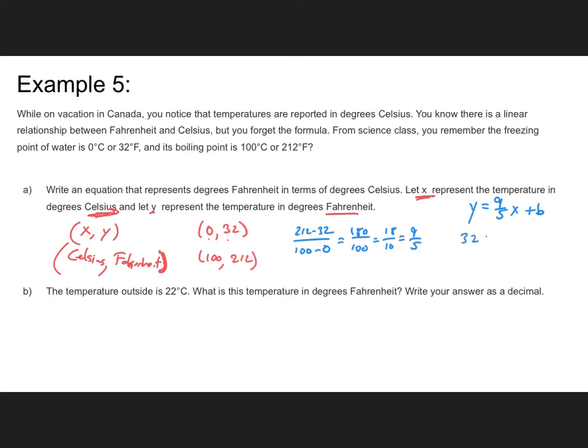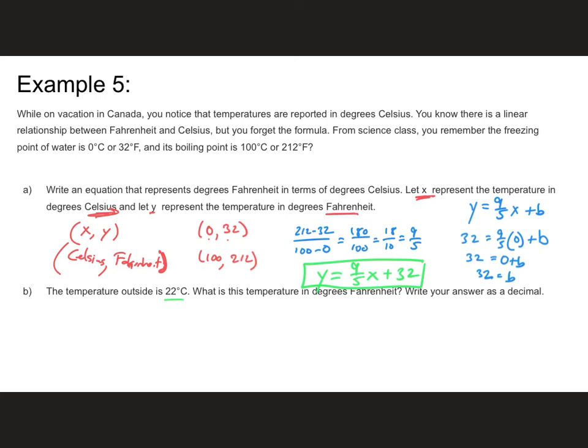So I'll say 32 equals 9/5 times the 0 would be the x value that goes along with that, plus b. 0 times 9/5 is 0, which means my value for b is 32. Which means my final equation is y equals 9/5 x plus 32. Nice.